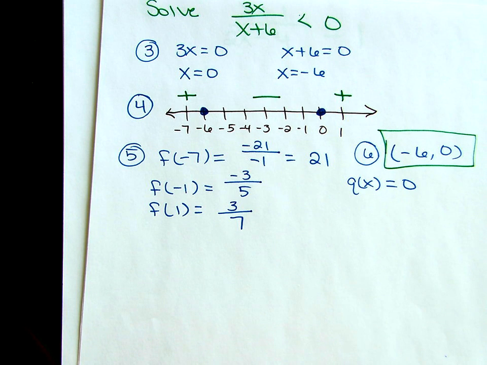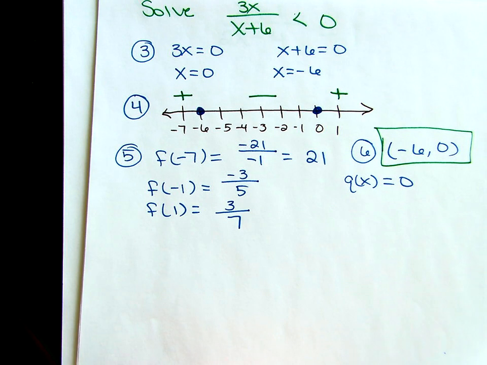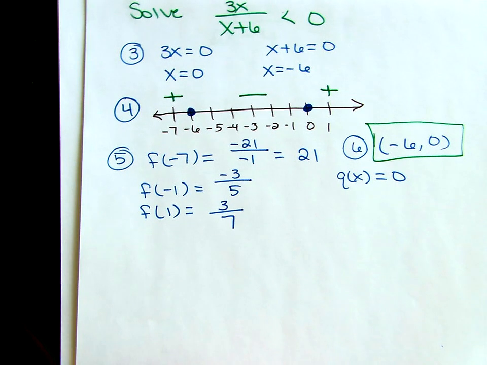Had -6 been included, though, we would need to go one step further and take that out before we actually give the final solution. Does that make sense? Because we don't want any trouble spots. We don't want to divide by 0. We're not allowed to do that. Any questions on this one? One more.